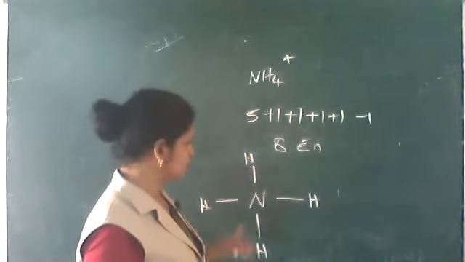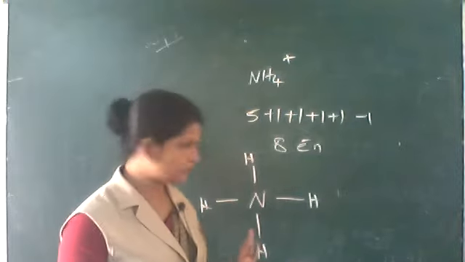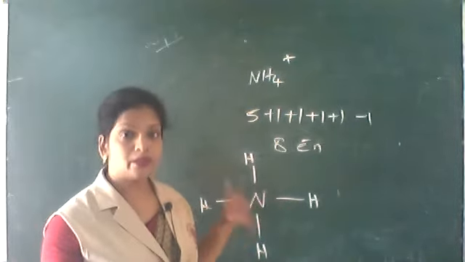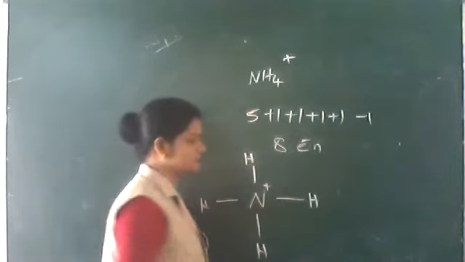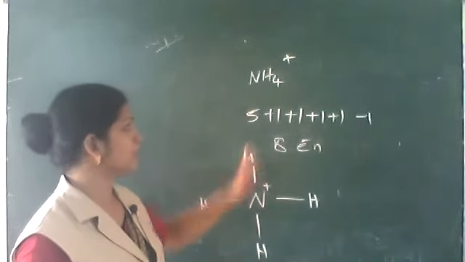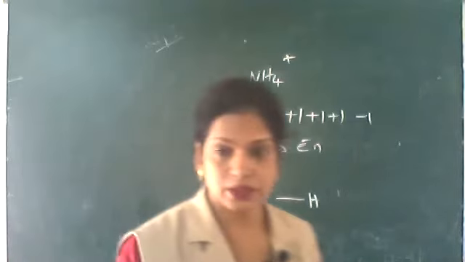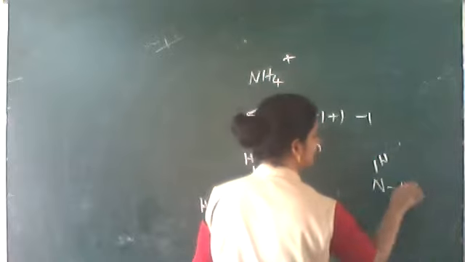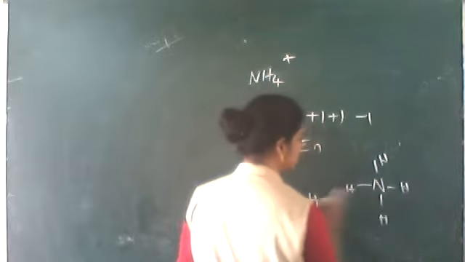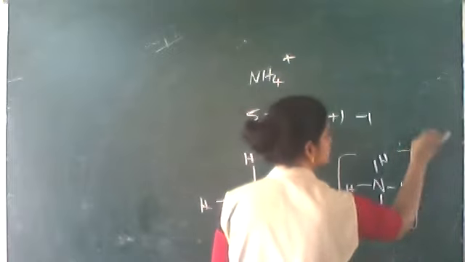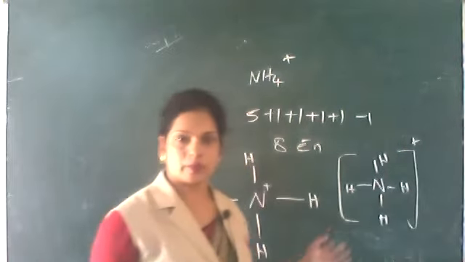So 2, 4, 6, 8. All 8 electrons are over. Nitrogen with 3 bonds, neutral, no charge. If more, then plus; if less, then minus. So this is the Lewis dot structure for NH4 plus. You can write it like this also, NH4, and the plus you can write for the entire species. This can also be done.